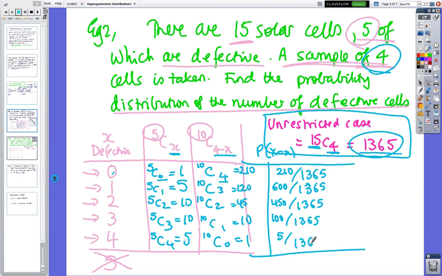Now again, all of these can be simplified down, perhaps, or to decimals, and you would be expected to do that, but for this purpose we'll just leave it like that. Okay, so that's example 2. Let's come across.